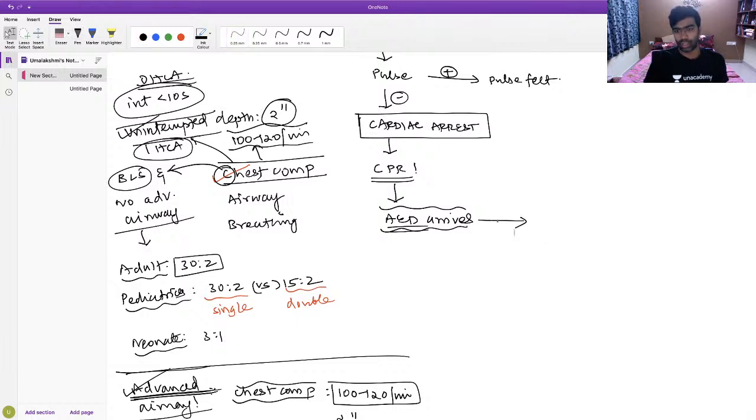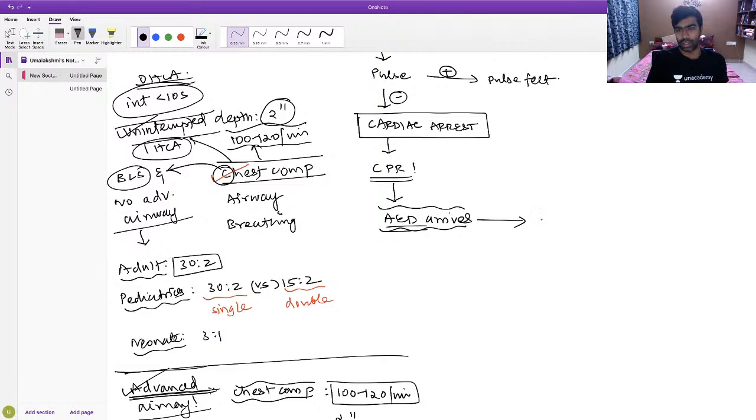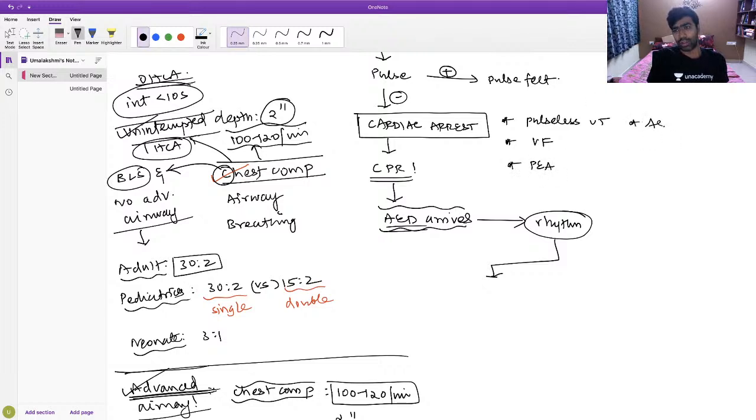What we need to do is see the rhythm. That's the most important and very crucial aspect of CPR. The rhythm could be anything. If you want to know the differential diagnosis of cardiac arrest rhythm, it could be a pulseless VT. There could be a VT with a pulse, but that will be dealt with separately. If there is a pulse, it won't come under cardiac arrest in the first place. Then you have ventricular fibrillation, pulseless electrical activity, asystole, and sometimes, very rarely, a severe bradycardia without a pulse.